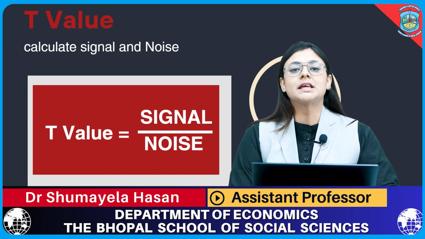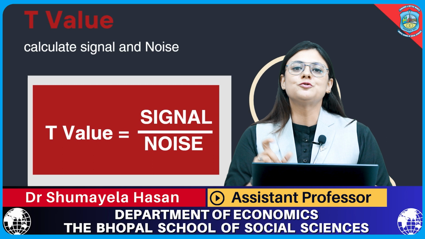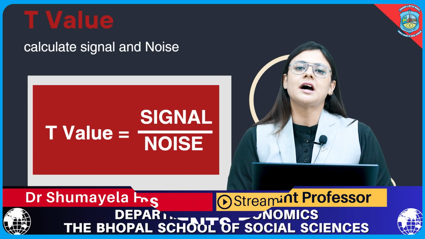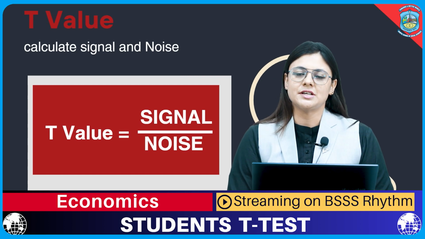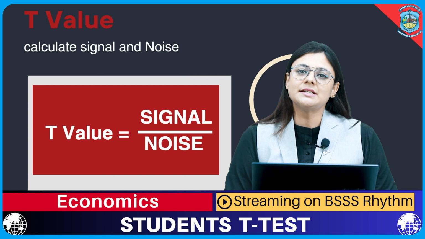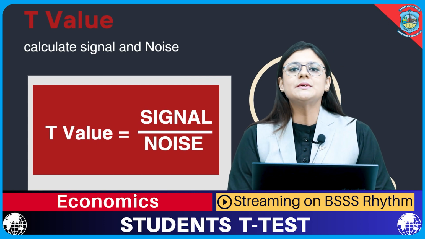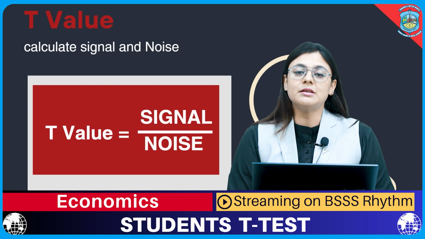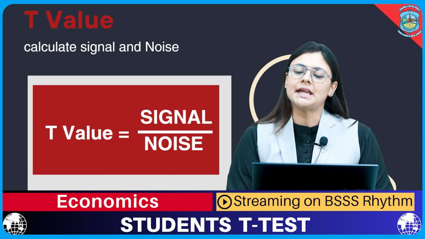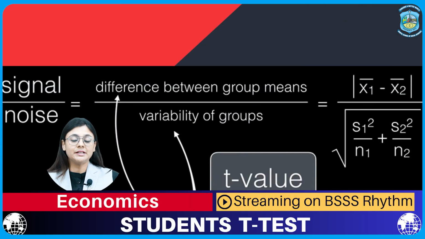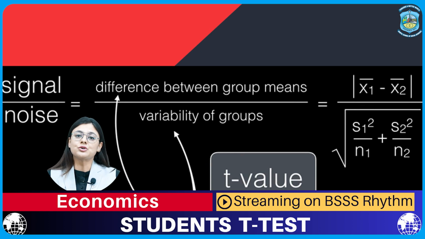Signals are the numbers that give me the difference between the two samples. The best way to find out the difference between two samples is to calculate their means and find out the difference. So therefore, the signal is calculated as the difference of means. The noise will tell me the numbers that are a hindrance in my interpretation. That means what is the degree of variability between sample A and sample B. And how do we calculate it? Signal upon noise, the ratio, will be called the t-value. We calculate it as the difference between the group means divided by the variability of the groups.